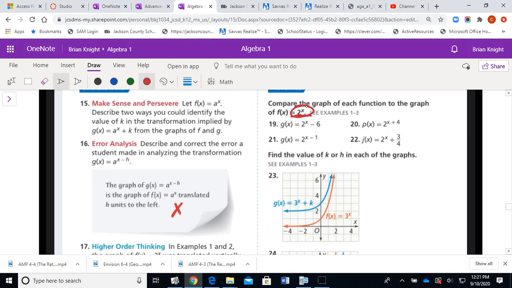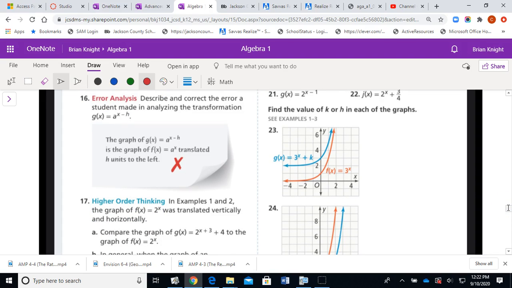So 19 would be translated down 6. 21's translated right 1. Everybody see the difference there and how it's written? Okay? Down 6, right 1. 23, doing the same thing, but they give us graphs. So they help us out, though. They tell us right here, hey, plus k. So we're trying to figure out the value of k. Well, what happened? How far did it go up? 2. So k is 2. Boom. That's all you're doing.